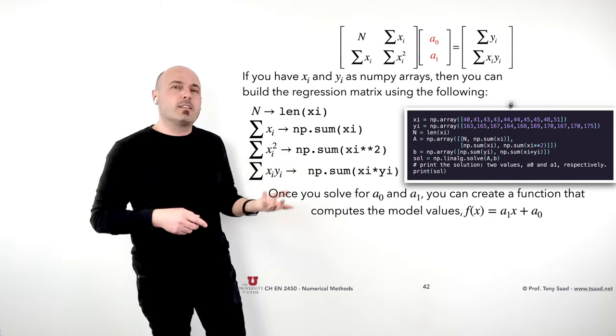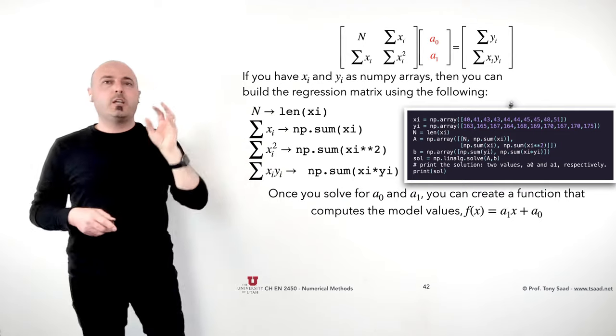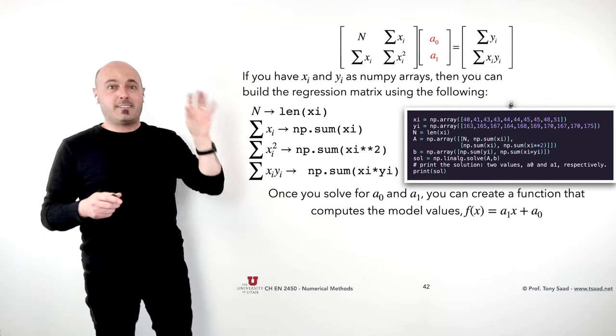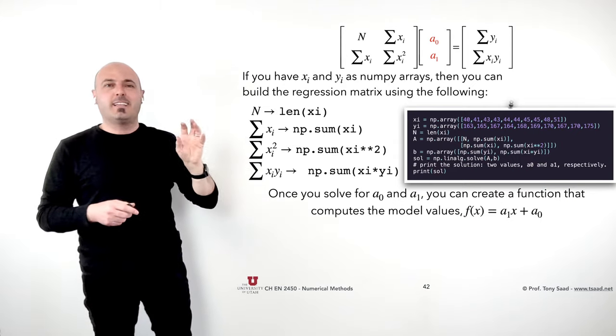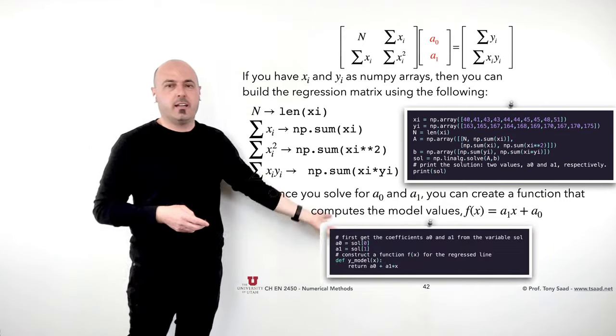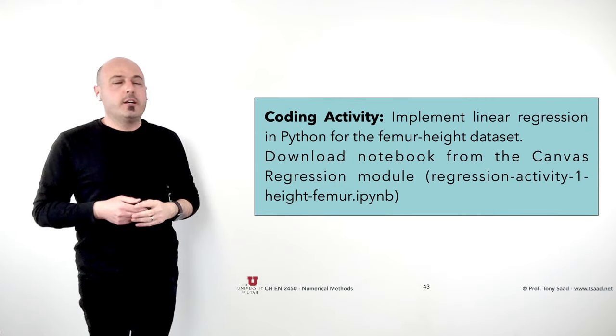And then once you have A0 and A1, you have to build a routine, a Python function, that takes any value x and makes it A1 times x plus A0. And I show you also the code for this one. So that's what we're going to do together next.